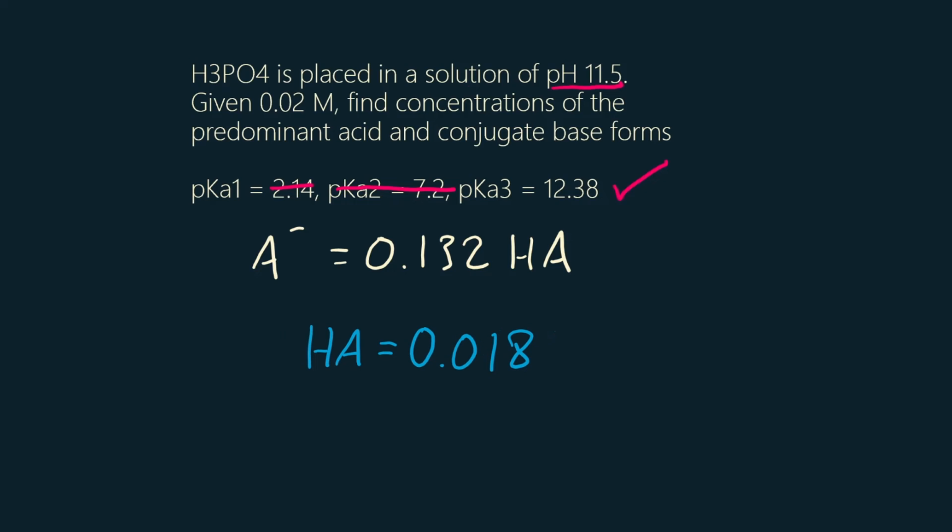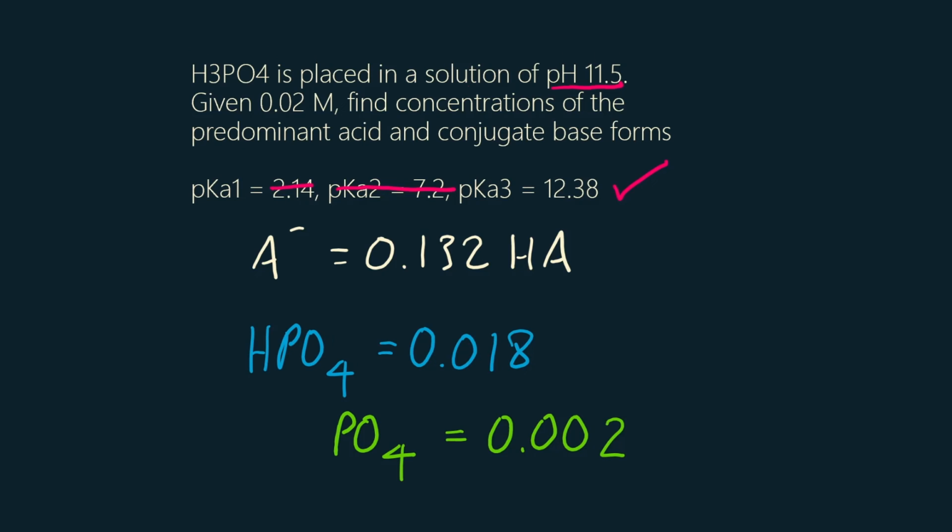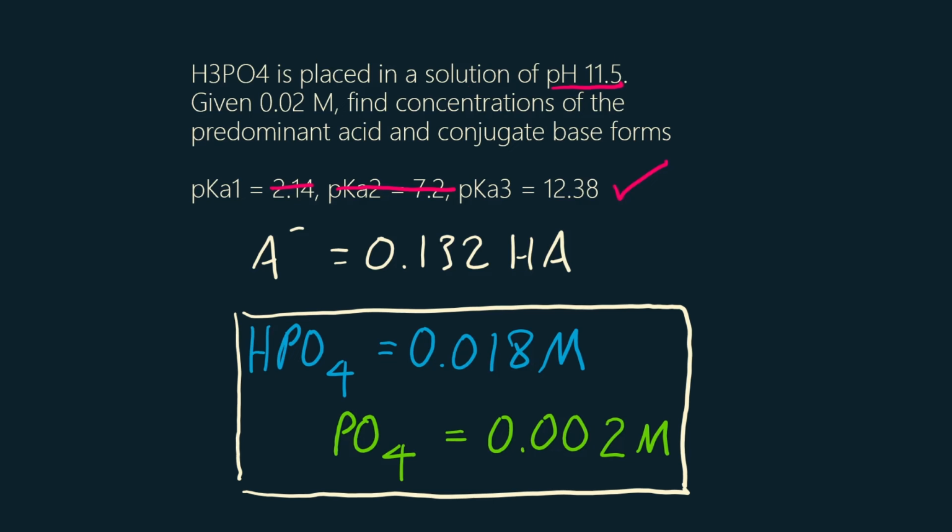Now, what is our A minus? Well, let's rewrite the second equation we had. All we have to do is insert the HA here, which gets us this value for our A minus. Finally, we know our HA is HPO4, and our A minus with one less hydrogen is our PO4. And don't forget the units.